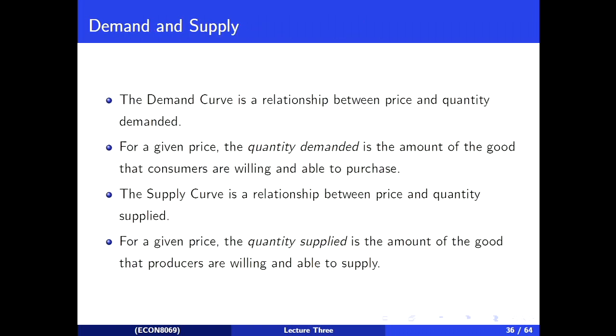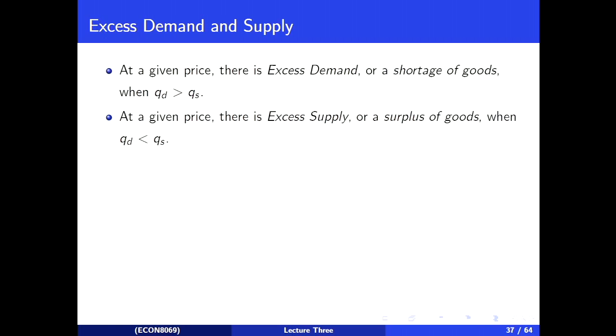Excellent. So, demand and supply. We're going to bring together these two things, because that's where the power comes from. Demand is the relationship between price and quantity demanded. Supply is the relationship between price and quantity supplied. And so we can put these things on the same graph.